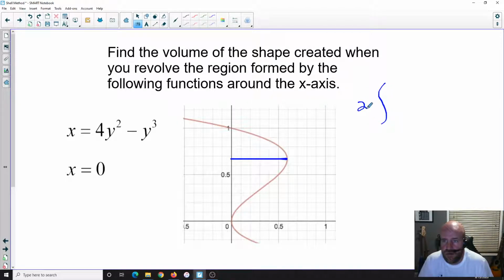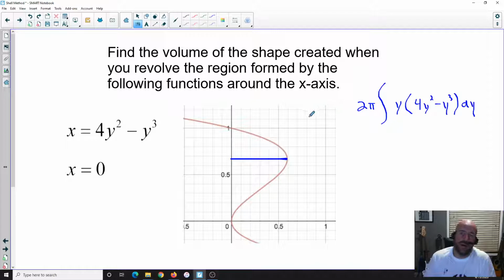So 2 pi times the radius, which we just said was y, times our height. So our height from the y-axis to our function is just the function itself. So we can go ahead and write our 4y squared minus y cubed, and then dy.